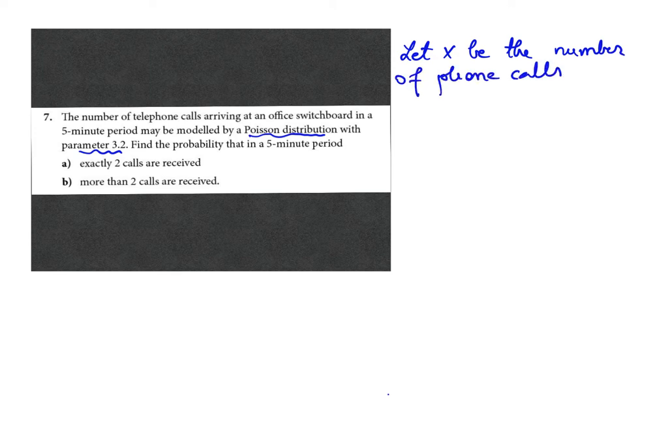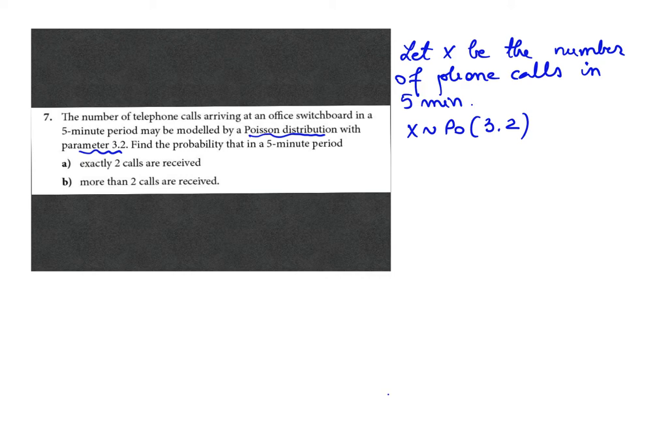We always start by modeling the question in mathematical language. A number of phone calls arriving in an office switchboard in a 5-minute period might be modeled by a Poisson distribution with a parameter 3.2. So let X be the number of phone calls in 5 minutes. You always need to describe the distribution. Then X is Poisson of 3.2.